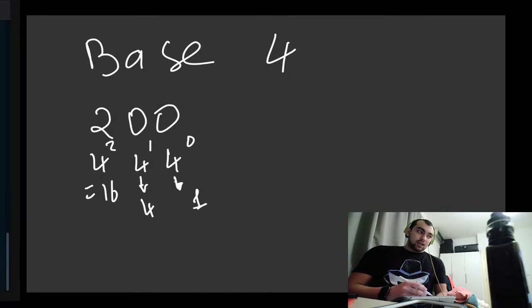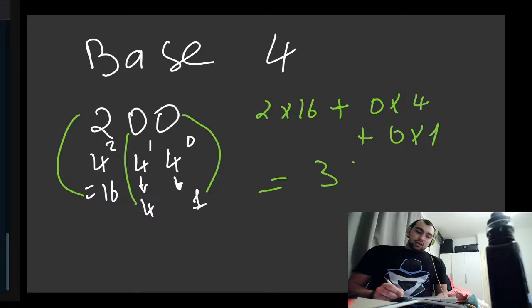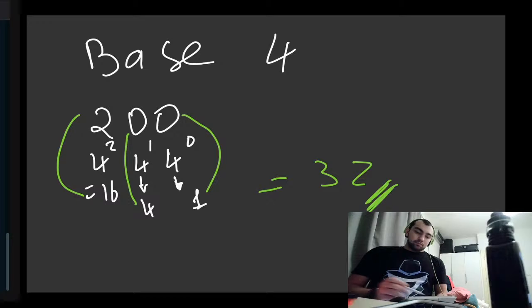So now if we do this multiplication and add this together, we're going to get 2 times 16 plus 0 times 4 plus 0 times 1, which is going to be 32. So the number 200 is the representation of 32. And how can we actually see this? Well, we can count it.